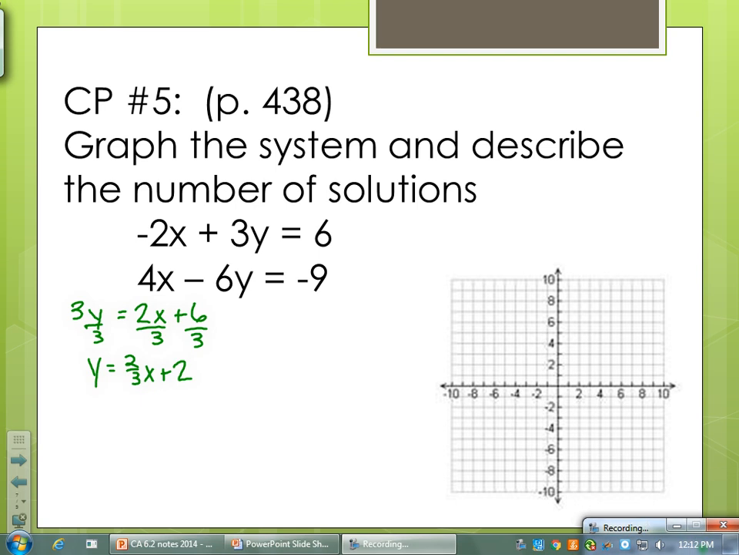I'm going to graph my y-intercept of 2 onto my y-axis, and then use my slope of 2 over 3, so rise of 2 and run of 3, to give myself a couple more points on my line. Now when I'm solving with graphing, I give myself a lot of points.